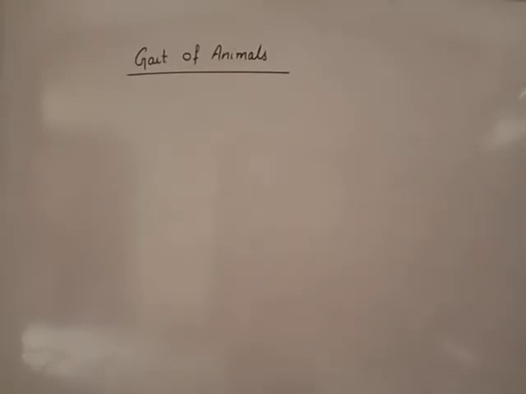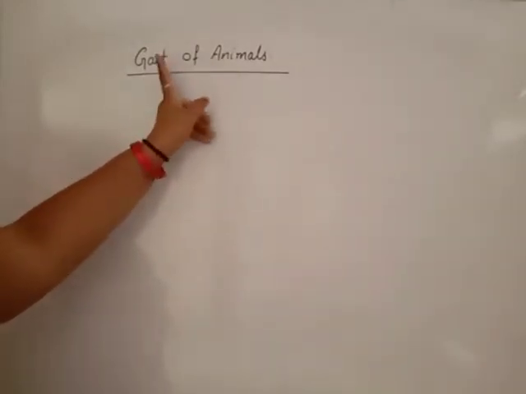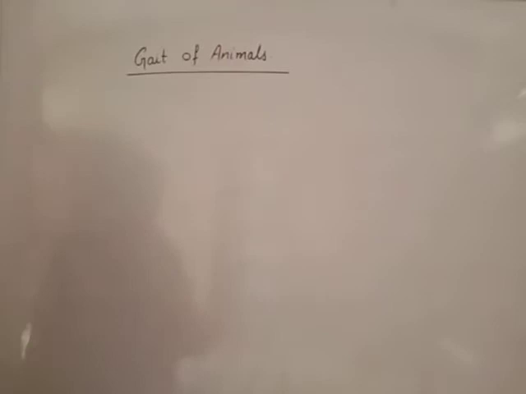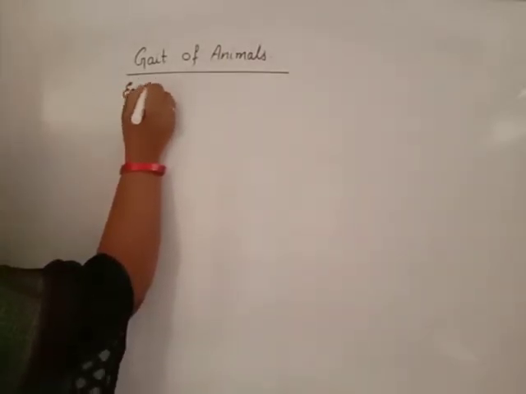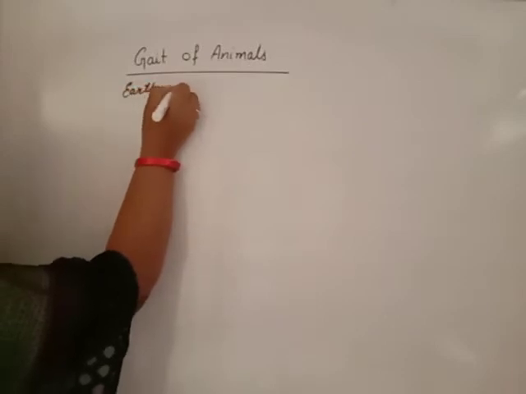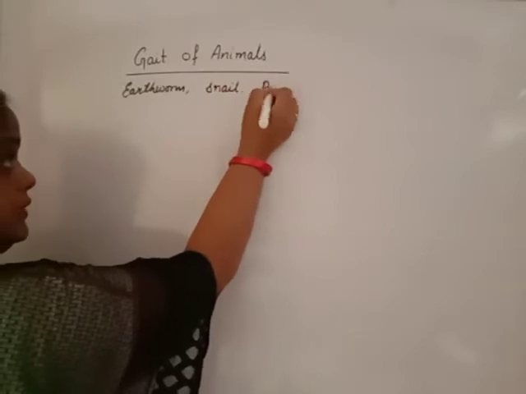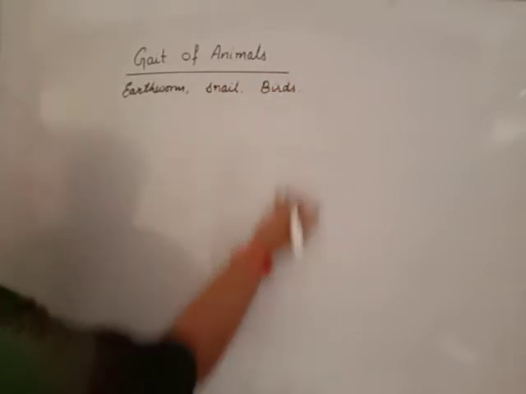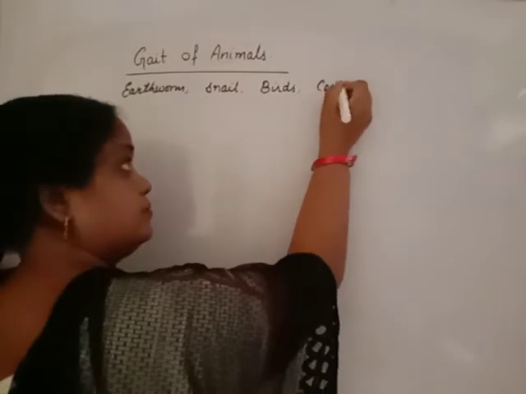Students, now we will start our topic, gait of animals. Under the heading of gait of animals, we discuss the gait of earthworm, snail, birds, and one more, that is cockroach.